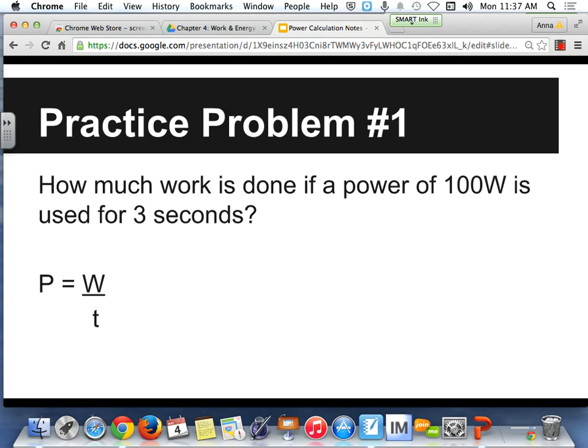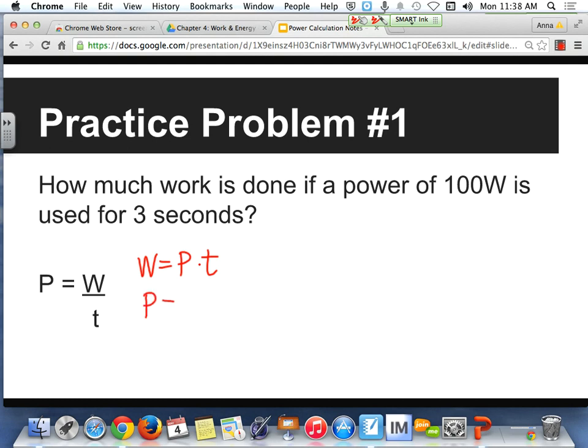So let's do a couple practice. So the first one, how much work is done if a power of 100 watts is used for 3 seconds? First question is always to ask, what are we looking for? So this one asks how much work is done. So we're going to have to rearrange for work. Work equals power times the time.